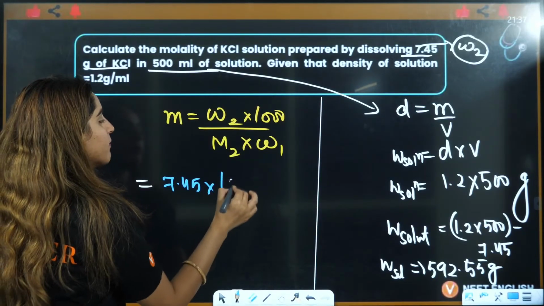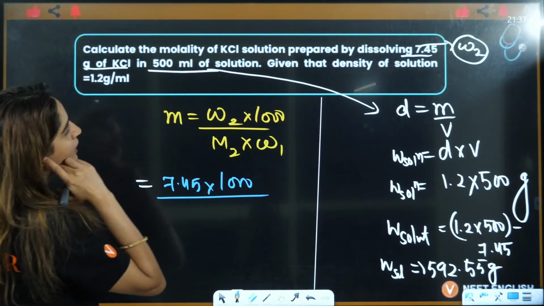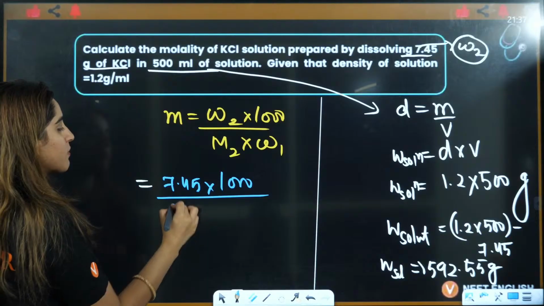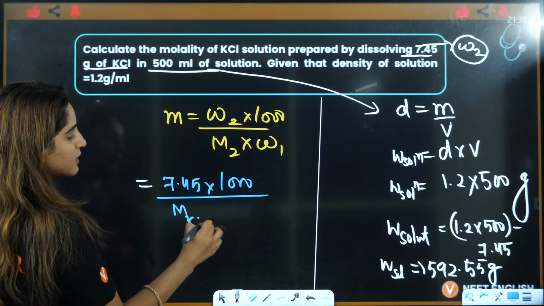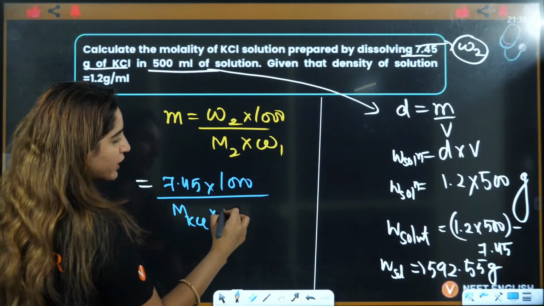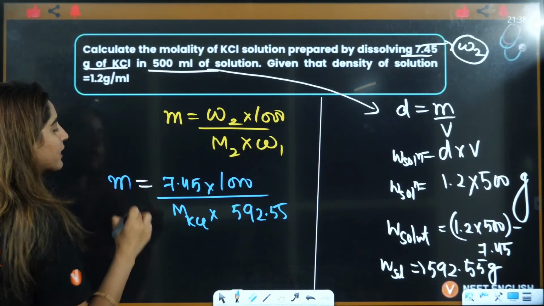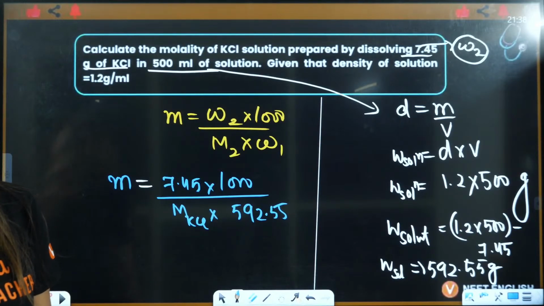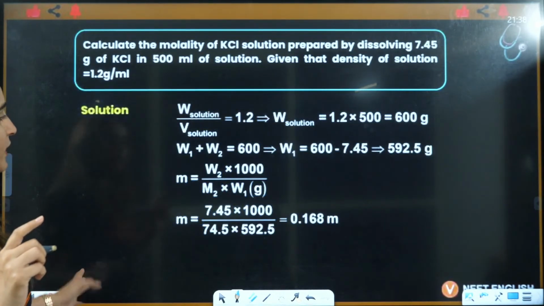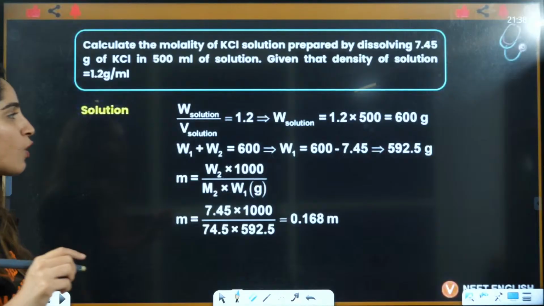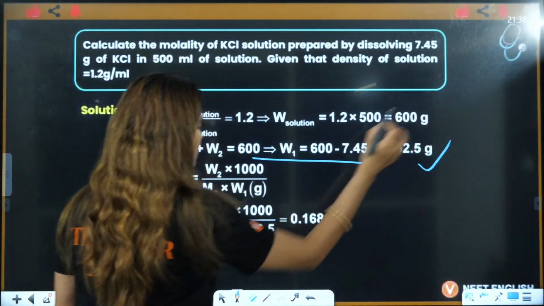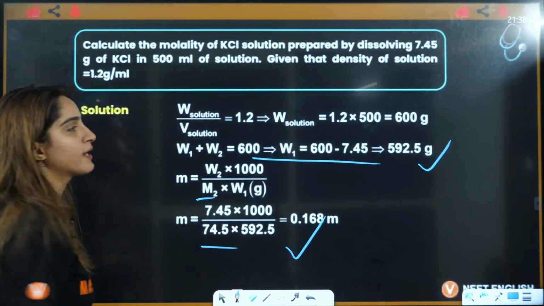7.45 multiplied by 1000 divided by the molar mass of KCl. You can put the molar mass of KCl here. Then for the weight of solution you will put 592.55 and you will get the answer for molality. You can easily put all of these in and get your answer.